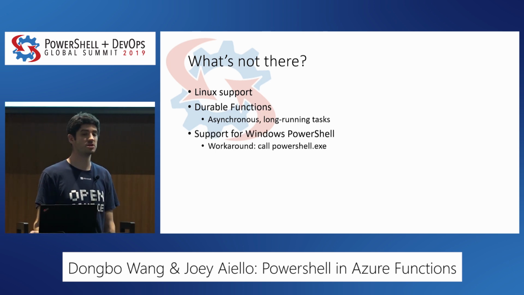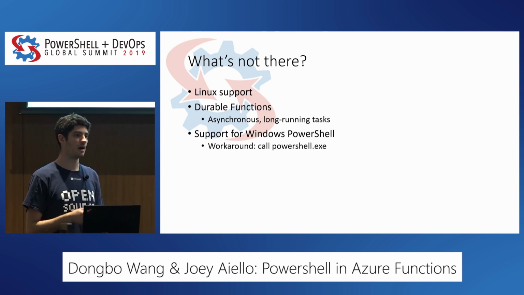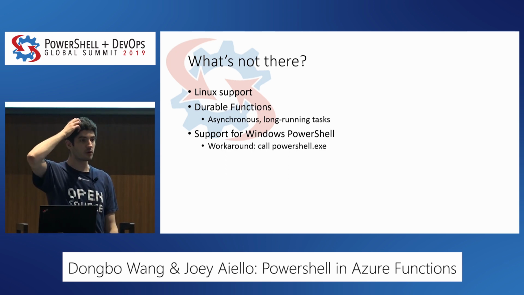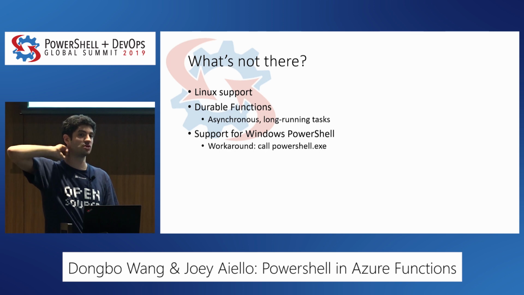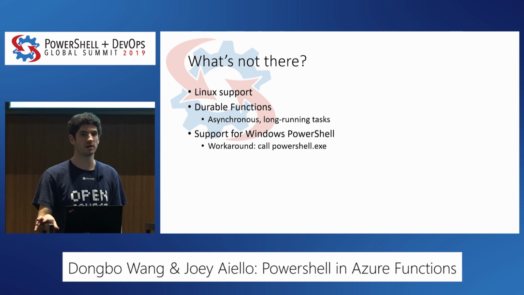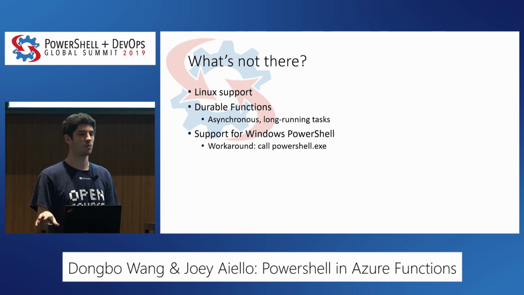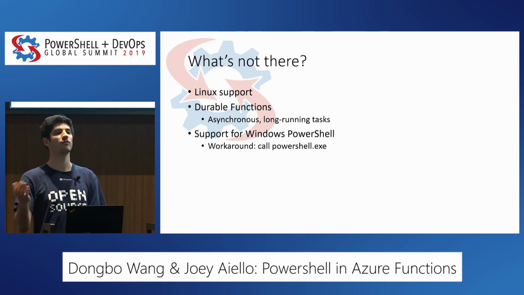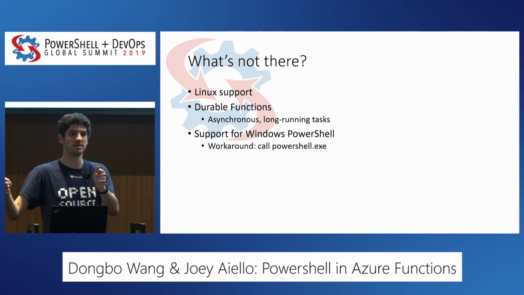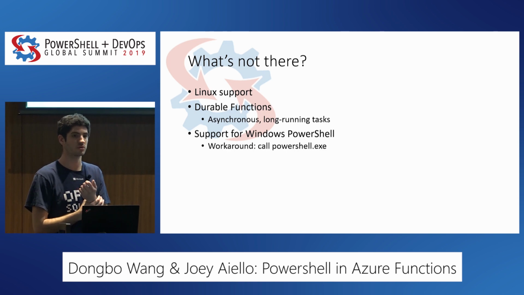Support for Windows PowerShell. This is one that will not come in. We're not going to do a Windows PowerShell version of the functions worker. However, if you're running on Windows, it's perfectly fine to shell out to PowerShell.exe. So it is there in the sandbox. You are allowed to call it. And if you've got some modules that require it, you can get the sort of dead object back from PowerShell.exe as CLI.xml and actually continue using it in pipeline scenarios with PowerShell core.